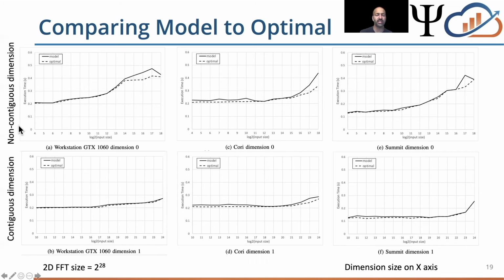In the non-contiguous dimension, however, what you see is that when the contiguous dimension size gets smaller and smaller, the number of batches I can do gets smaller and smaller, and the model is not as good as the optimal because there are very few possible values. Sometimes the model chose a larger batch size, but it turned out that a smaller batch size with more threads would be better.